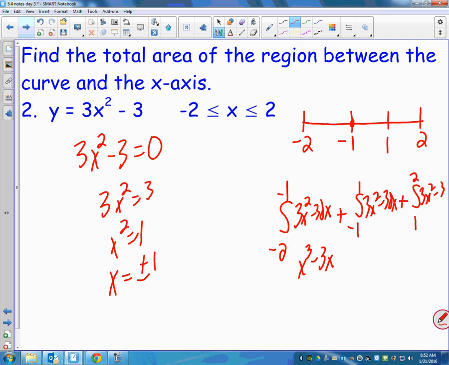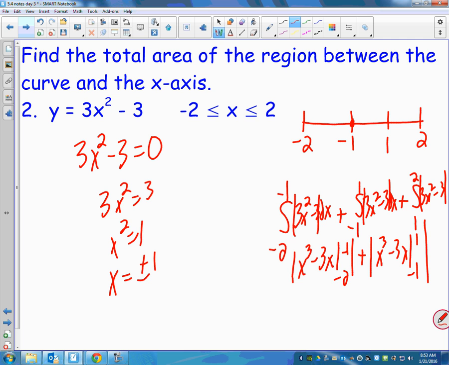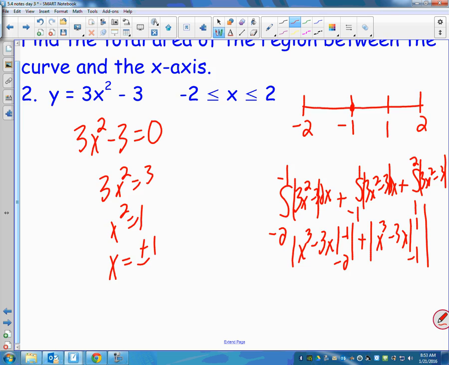And remember, we're really taking the absolute values of this. It's not the absolute value at the end, because if you take the absolute value at the end, nothing's going to change. It's the absolute value of each little section of the graph, so that you're disregarding if it's below the x-axis. So I'm going to do this from -2 to -1, and I'm going to add that to the absolute value of x cubed minus 3x evaluated from -1 to 1. Then I'm going to add the absolute value from 1 to 2.